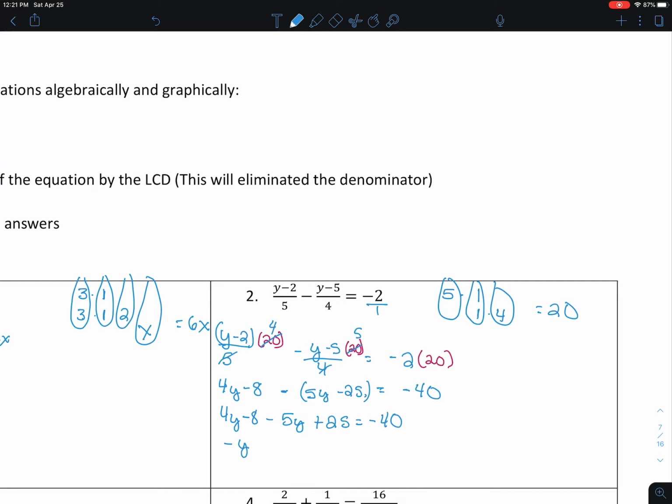Combining like terms, I get negative y, and 25 minus 8 is 17, I think. And then I subtract 17 from both sides. So I get negative y is equal to negative 57. So y is equal to 57.